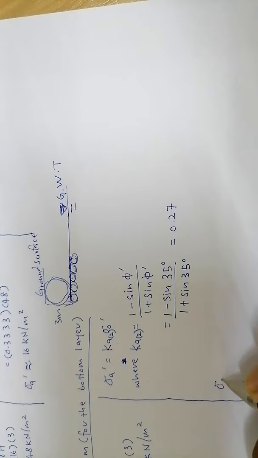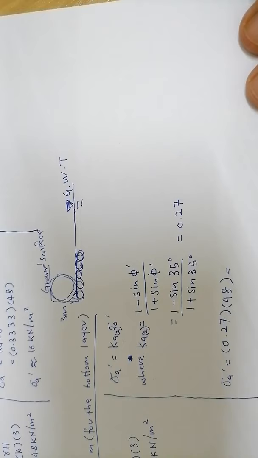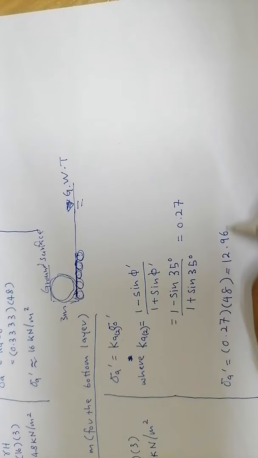So to complete the calculation, your Rankine active earth pressure equals 0.27 times 48, and this equals 12.96, which is almost 13 kilonewton per meter square.